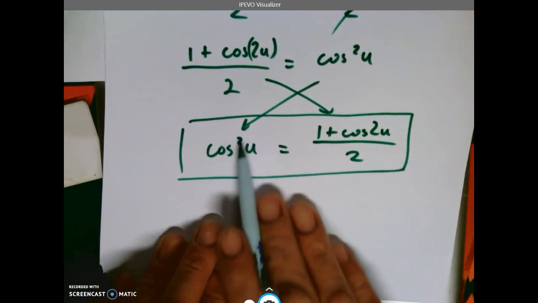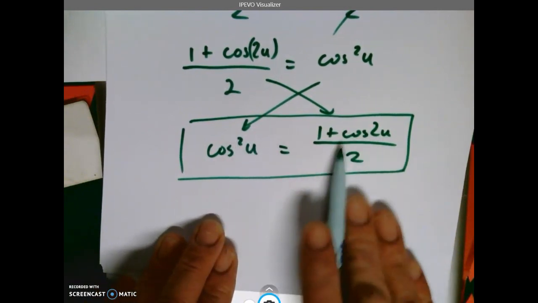How would this be useful? Well, let's say you didn't have cosine squared. You could put it in terms of something else.